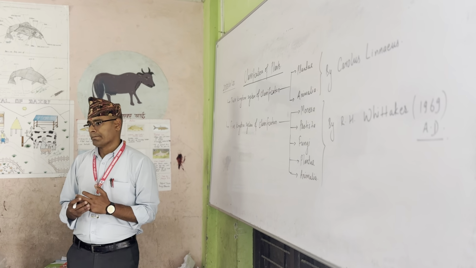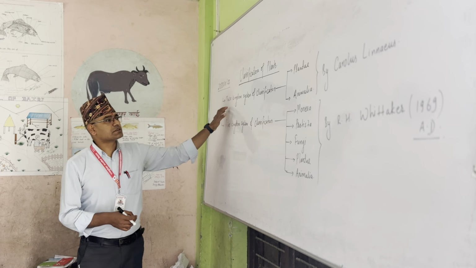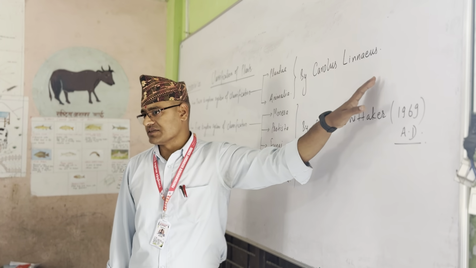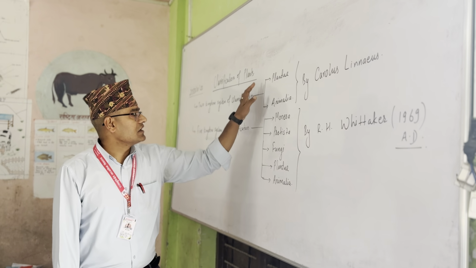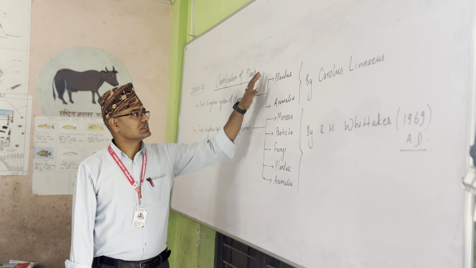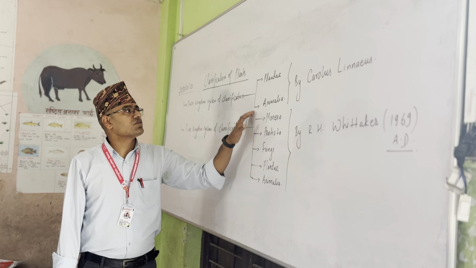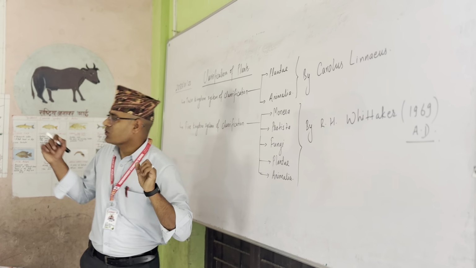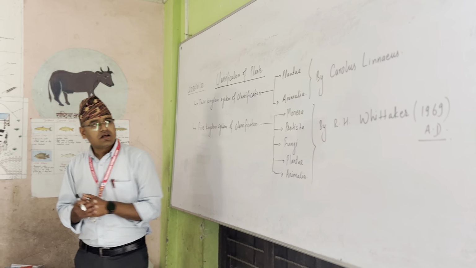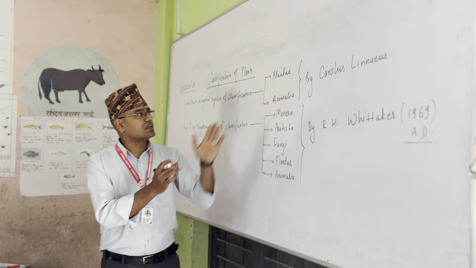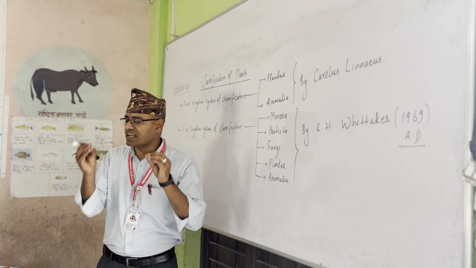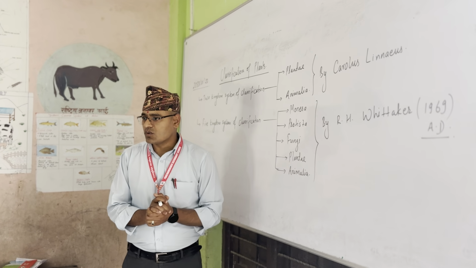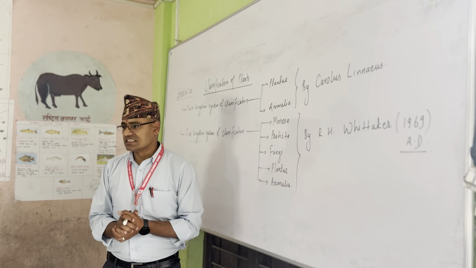We all know plants were classified by Carolus Linnaeus. He was the pioneer of classification. He classified living organisms into two kingdoms, kingdom Plantae and kingdom Animalia, on the basis of the presence and absence of a cell wall. Plants have a cell wall, but animals do not.